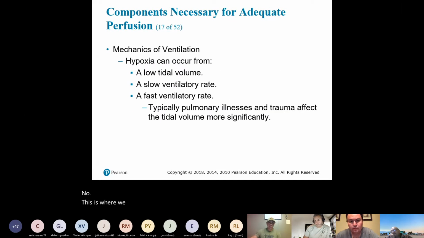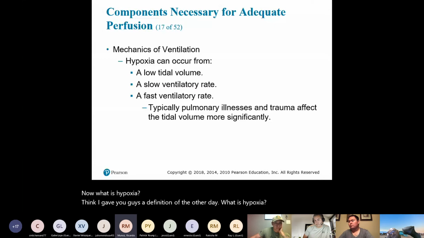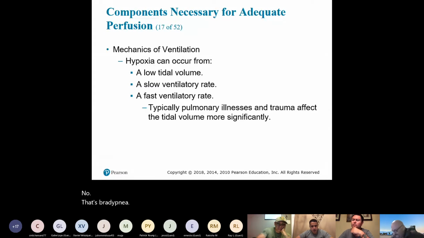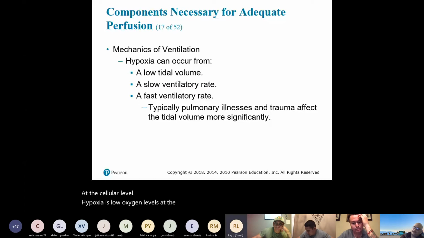This is where we come in. Because of the hypoxia, now what is hypoxia? I think I gave you guys a definition the other day. What is hypoxia? Low breathing? No, that's bradypnea. The absence of enough oxygen. Where? In the lungs? In the tissue? In the blood? At the cellular level. Yeah. Hypoxia is low oxygen at the cellular level.